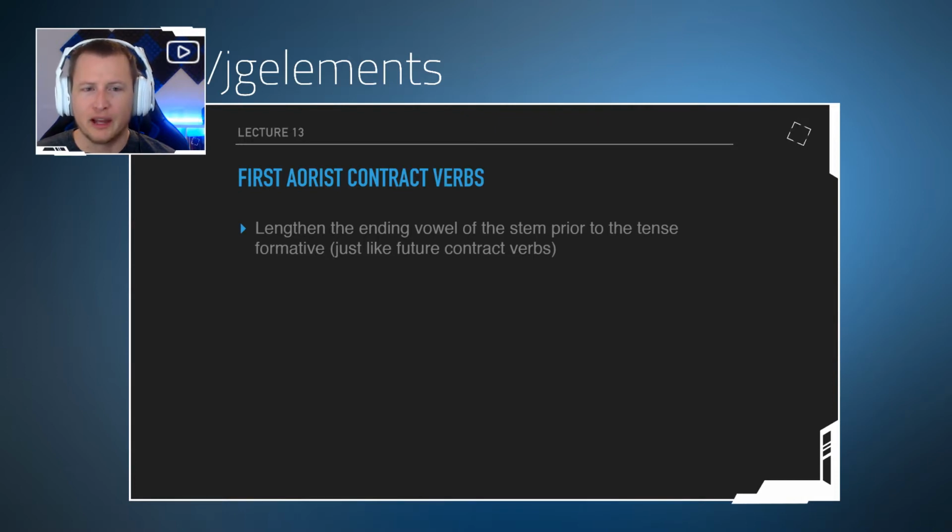Now, remember that you lengthen the ending vowel of the stem prior to the tense formative, just like future contract verbs. Okay? That's for first aorist contracts. You lengthen the ending vowel. So alpha contracts lengthen to an eta. Epsilon contracts lengthen to an eta. Omicron contracts lengthen to, you guessed it, omega.